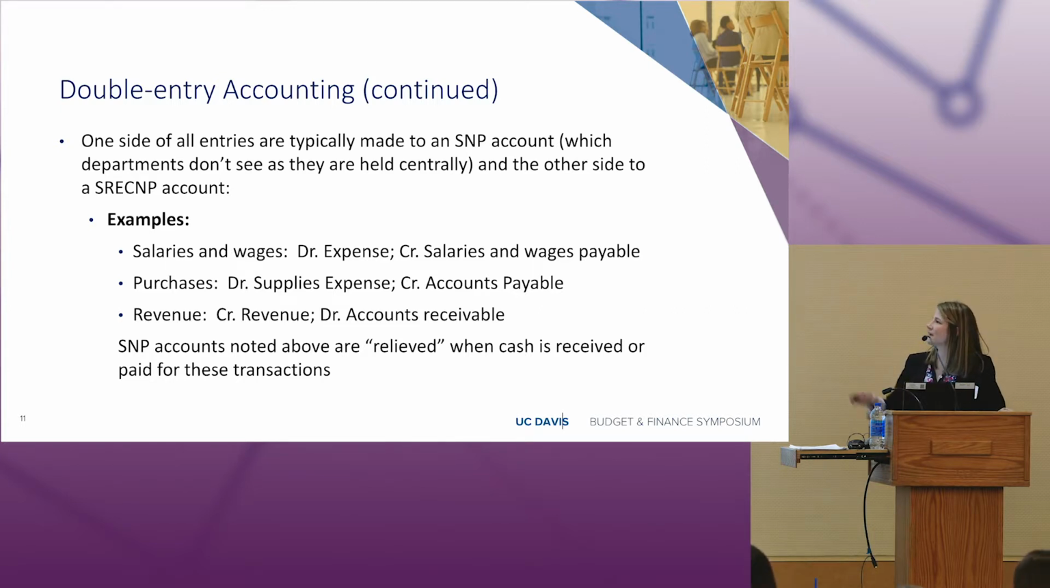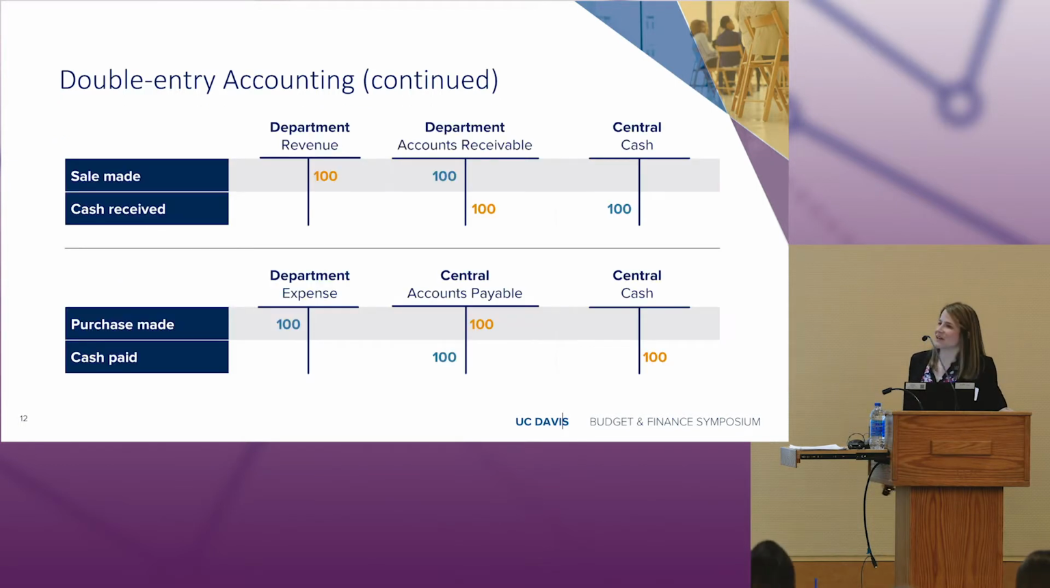All right. So, and then I mentioned already that when cash is paid or received, it's actually relieving those statement and net position accounts. Just to put some examples out there, when you make a sale, the revenue gets recorded on a department account. If you have receivables, which everyone should if you're actually extending credit, the debit hits there on the receivables. So you can see that $100 matches on a debit and credit basis.